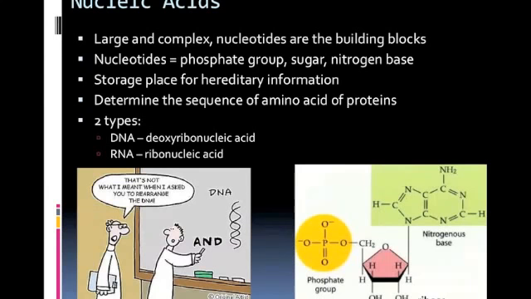The nitrogen-base sequence within your DNA actually determines the sequence of amino acids of a protein, and that's how the DNA actually regulates what's going on in your body. They determine what proteins are being made.